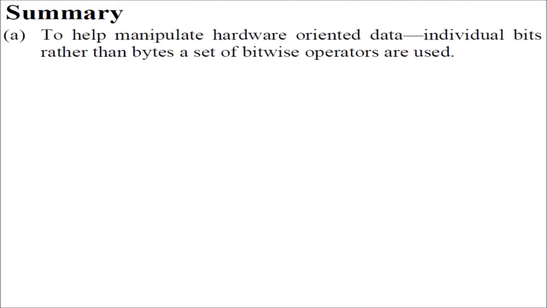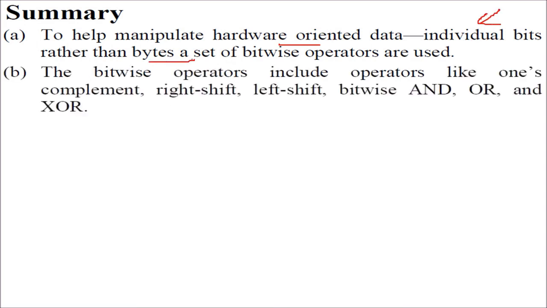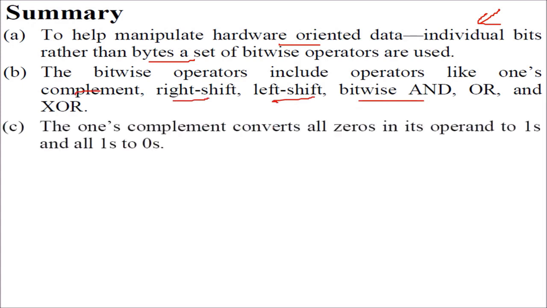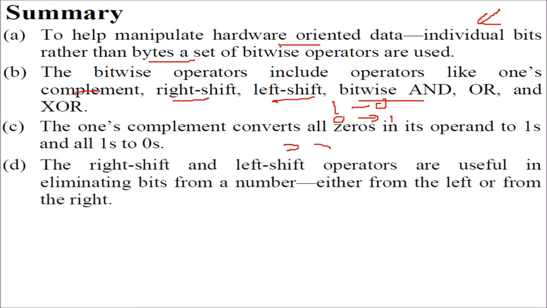So let us summarize what we have seen. In order to manipulate hardware-oriented data, where individual bits rather than bytes are set, there is a set of bitwise operators which we can employ. These include operations like ones complement, right shift, left shift, bitwise AND, OR and XOR. The ones complement will simply convert all the ones to zeros and all the zeros to ones. And the right shift and left shift operators are very useful in eliminating bits from a number, either from the left or the right.